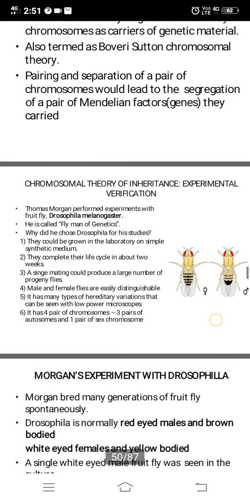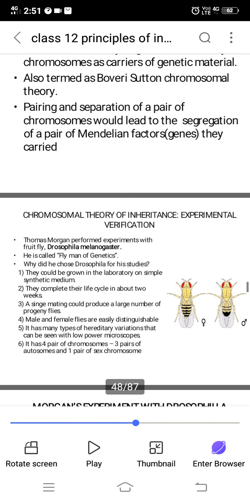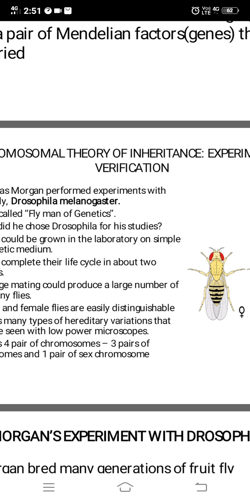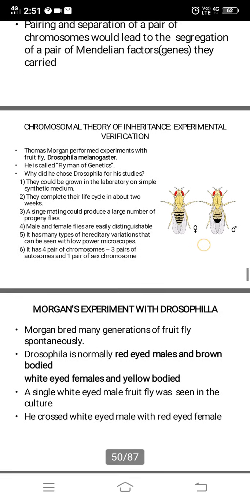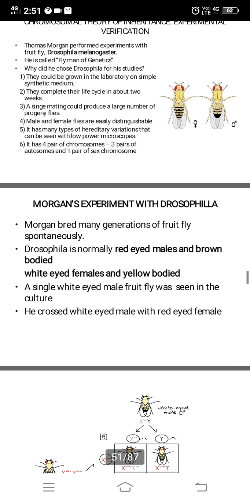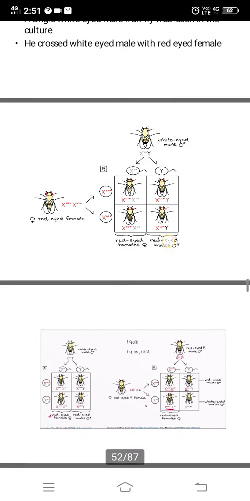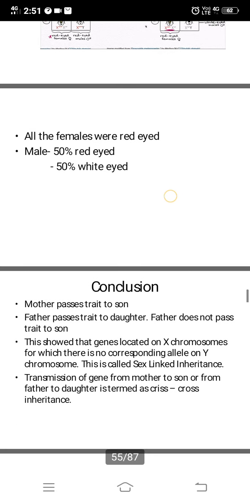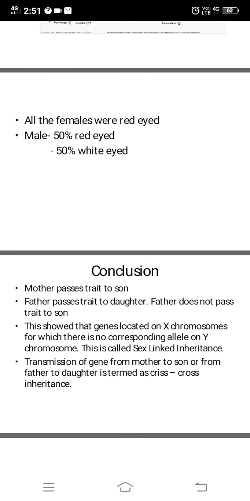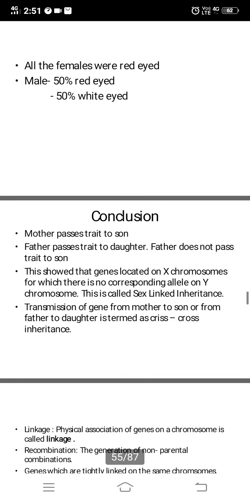Then Thomas Morgan, the fly man of genetics, did an experiment with the fruit fly, Drosophila melanogaster, and from this experiment he came to the conclusion of sex-linked inheritance. That is a feature present on the X chromosome, because of which future generations also had that feature. And we had seen crisscross inheritance, when the character is transmitted from mother to son and from father to daughter.